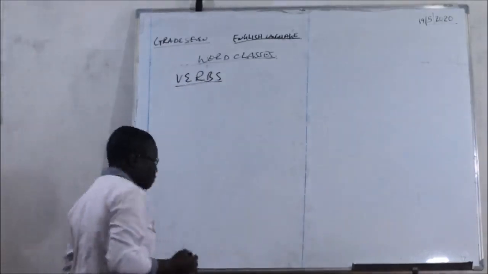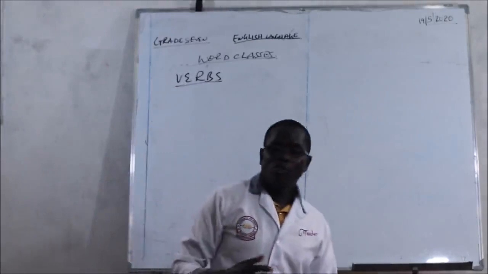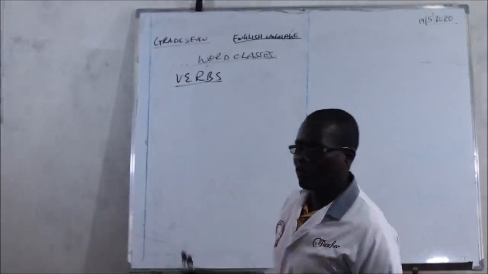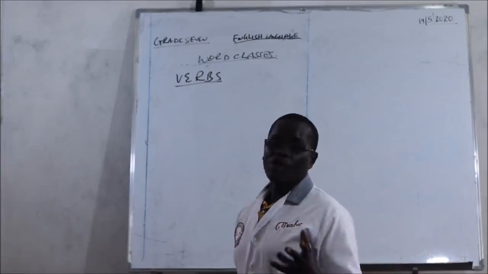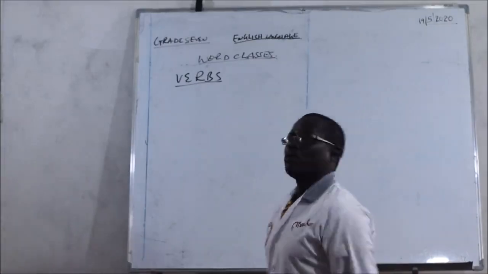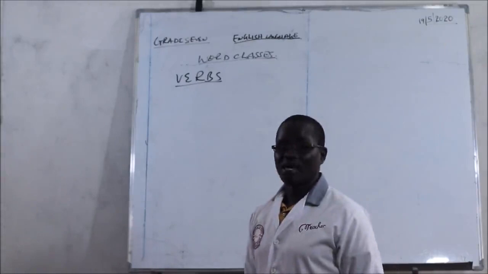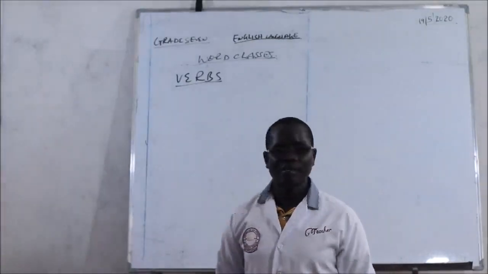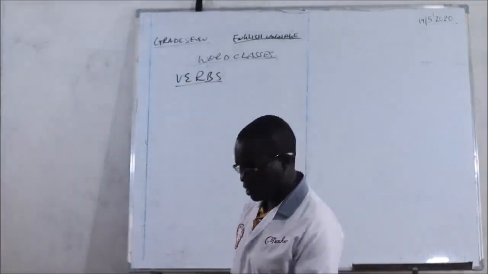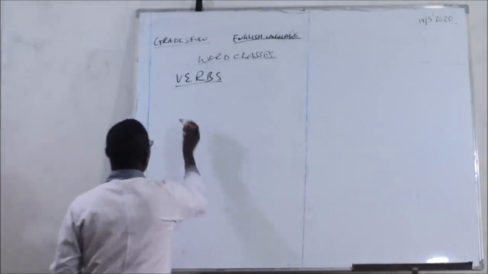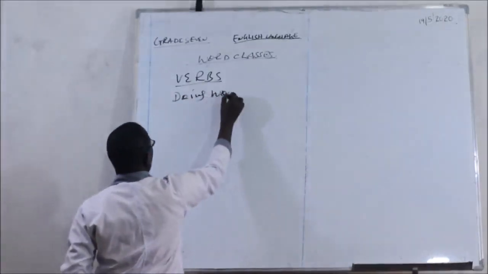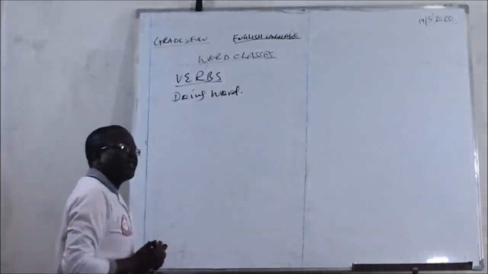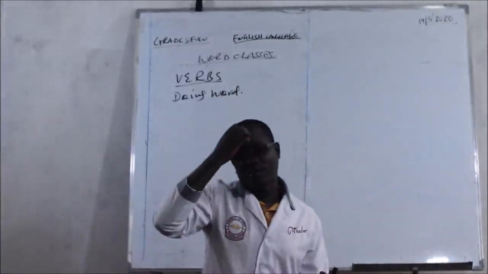Before we go deeper into the verb, we are supposed to know what a verb is. A verb simply means a doing word. We simply call a verb a doing word. But why do we really call a verb a doing word?